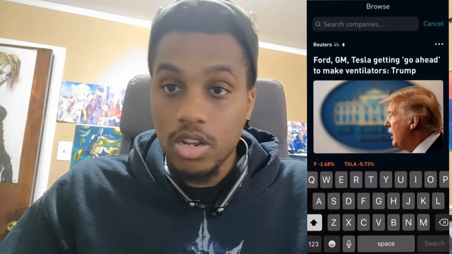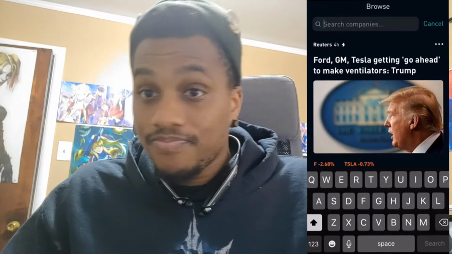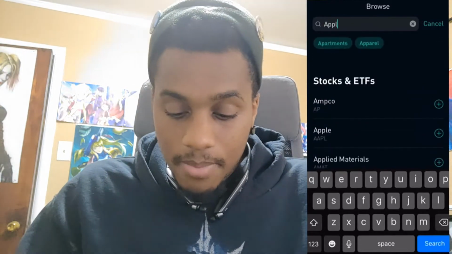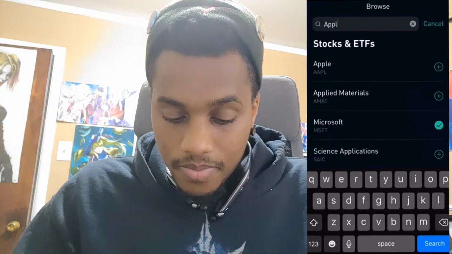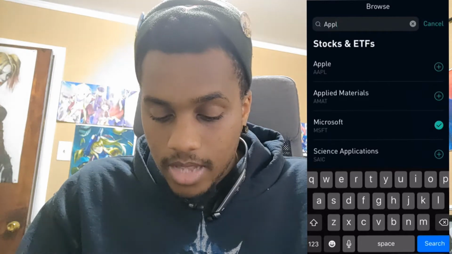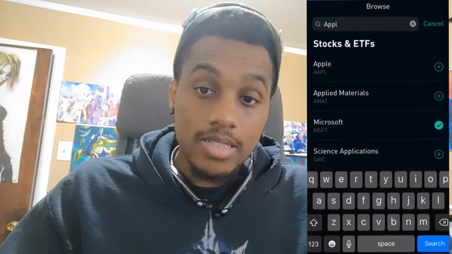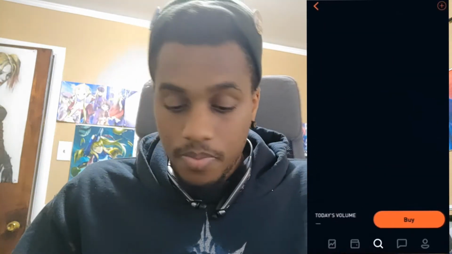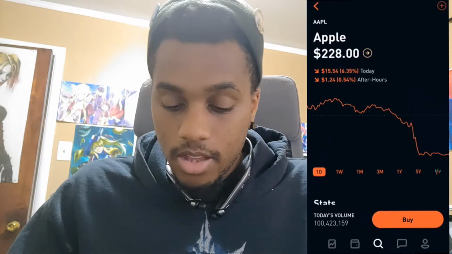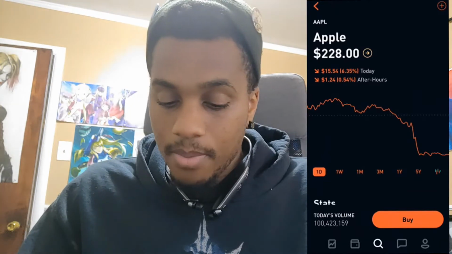For instance, we're going to look up Apple. You can type in Apple, and you'll see Apple is AAPL. Those are the stock symbols for Apple. So you click on that, and it'll show you exactly Apple.